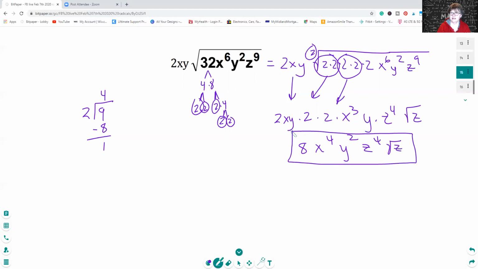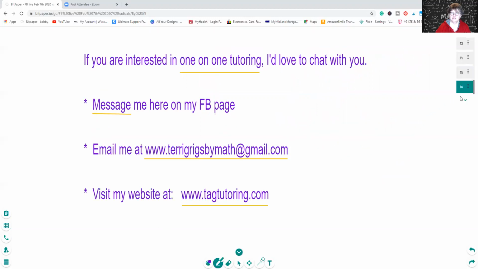But I didn't sweat it. I just looked for pairs. Absolute value, people, this is the answer. There's no absolute value on this one. Okay. All right. So that's it.